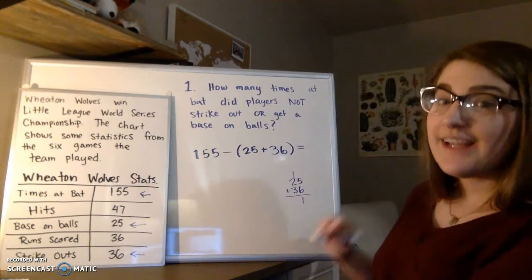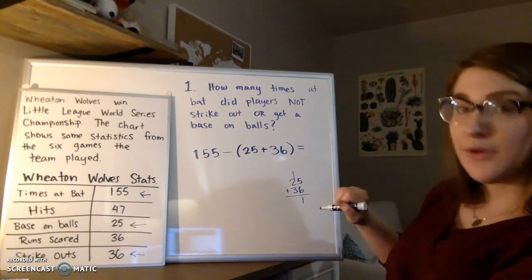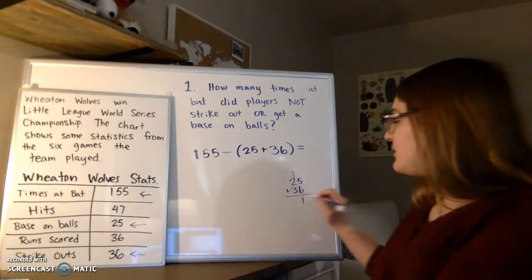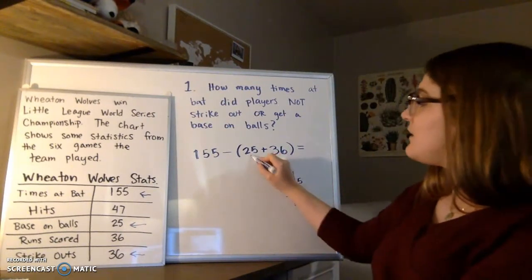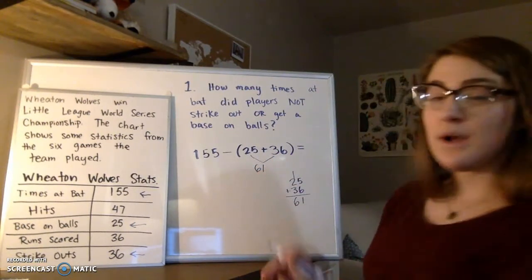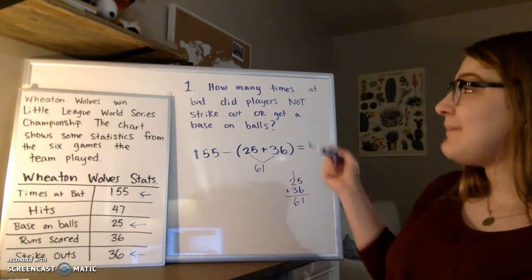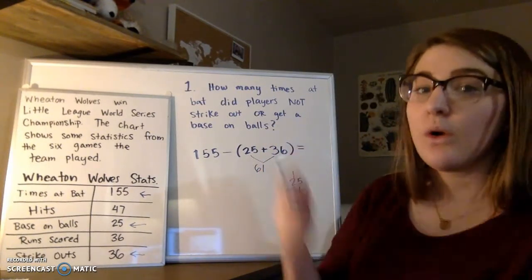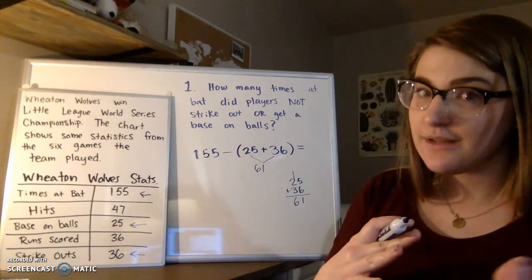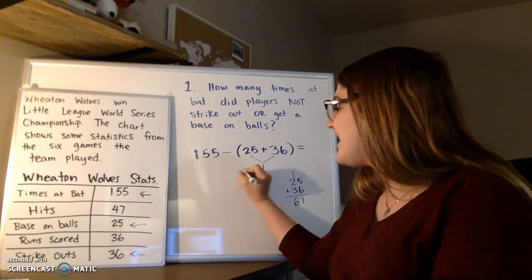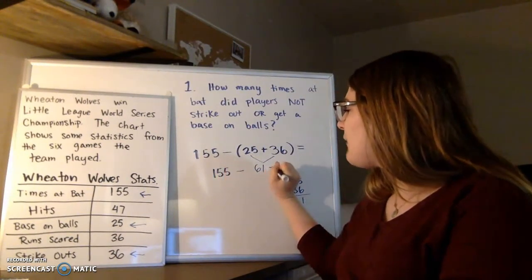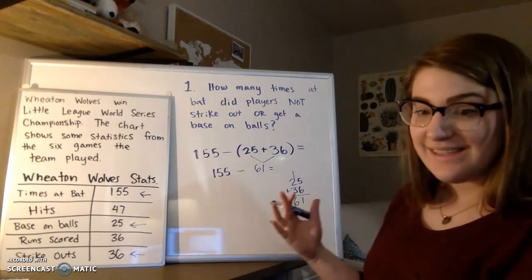2 plus 3 is 5, plus 1 more from when we regrouped, or made a new group. So 5 plus 1 more is 6. So in our parentheses, 25 plus 36 was 61 times. So that's how many times they did get a strikeout or a base on balls. But we're trying to find out how many times they did not. So we need to do that second step of this problem by bringing down that 155 minus 61.